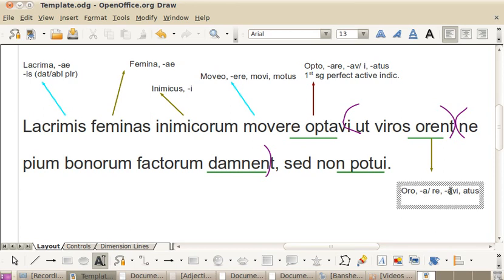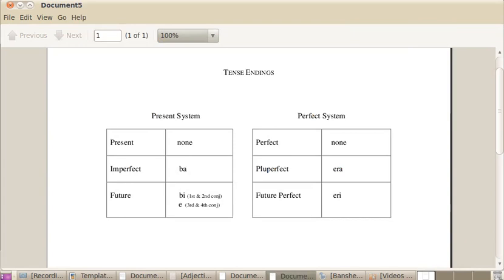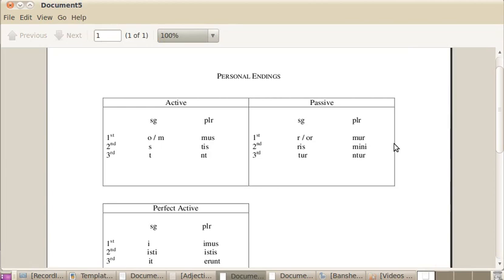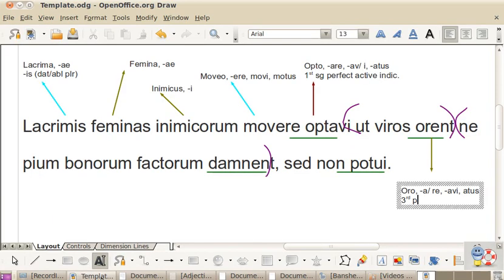So I think we can go ahead and identify this verb. NT, going to our personal ending. Where are our personal endings? Here they are. NT is an active ending in the third person plural, so let's go and write that down. Okay, so we have a third person plural, and I said the vowel shift to an E is present subjunctive, and it's also active. So we have now all the information we need.